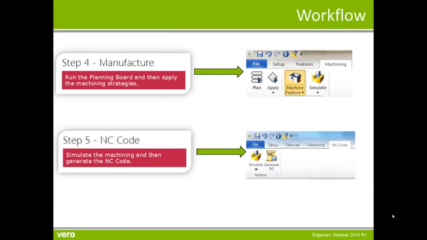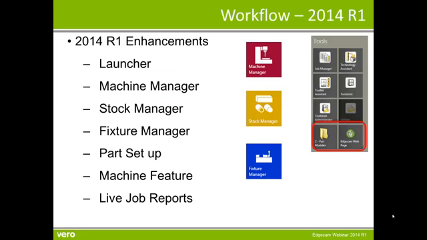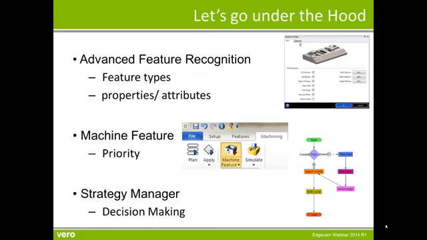and the job reports. In 2014 R1 we've been working hard in all the areas of workflow to make improvements based on customer feedback. We've seen enhancements in the machine manager, stock and fixture managers, as well as moving through into workflow looking at part setup, introducing a new command machine feature, and also the live job reports which we saw briefly before. As well as looking at some of the new enhancements in 2014 R1, let's go under the hood and look a little bit closer at some of the technology that's being used within workflow.